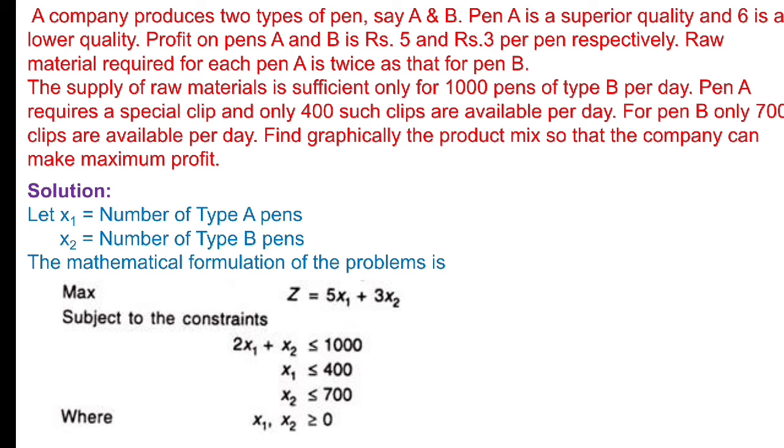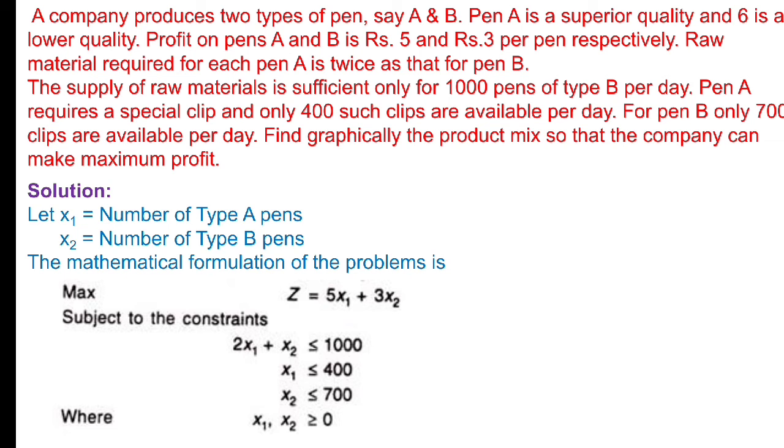A company produces two types of pens, A and B. That is called the objective function. x1 and x2 will be the two types of pens, A and B. A is a superior quality and B is a lower quality. The profit of pen A is 5 and of pen B is 3. So 5x1 and 3x2. Those are the two different products.